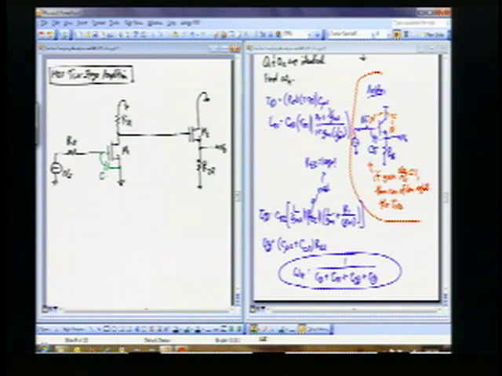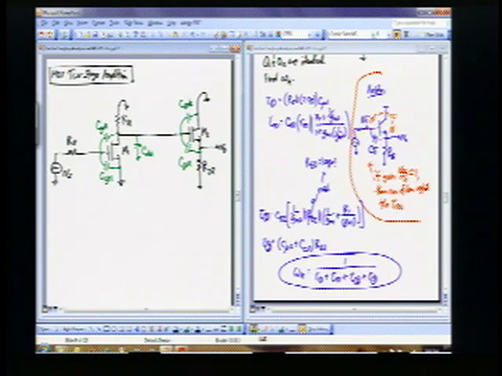Instead of C pi, this becomes CGS1. This becomes CGD1. And I even have a shunt capacitor out here, which I'm just going to call CDB1. And for this second transistor, same kinds of things. I'm going to have a CGD2. I'll have a CGS2. And if you look at that CGS2, you may say, okay, that thing may cause a little bit of trouble for you.